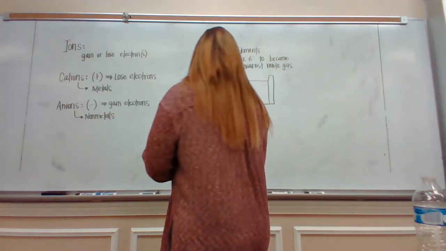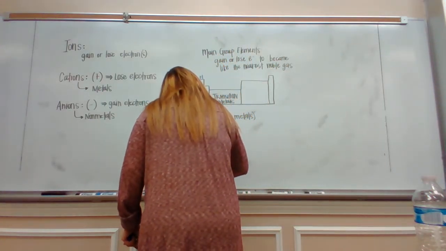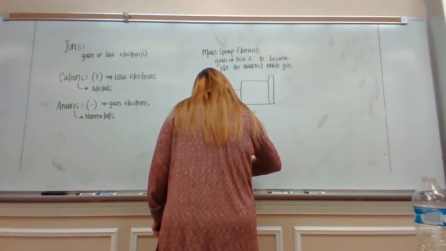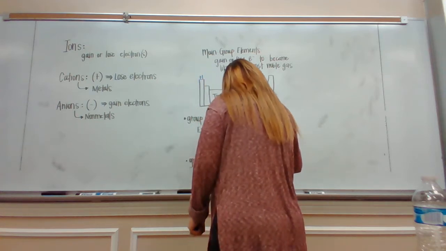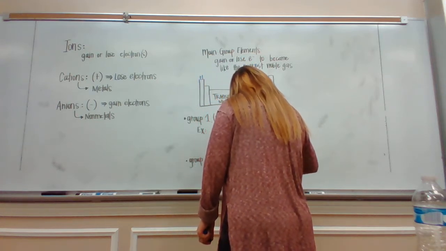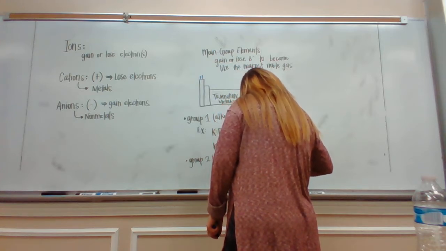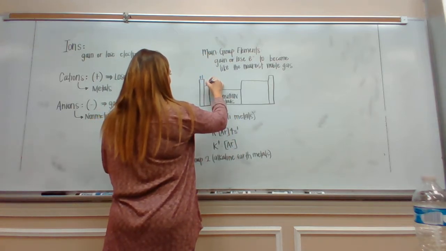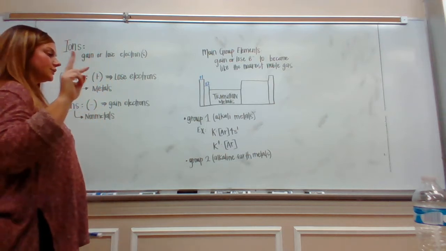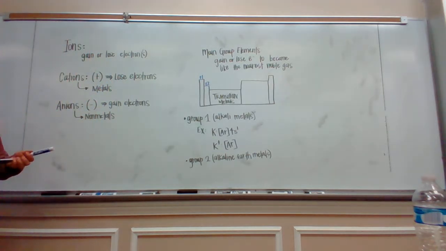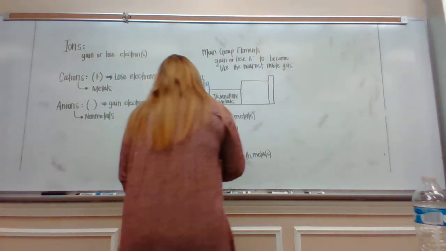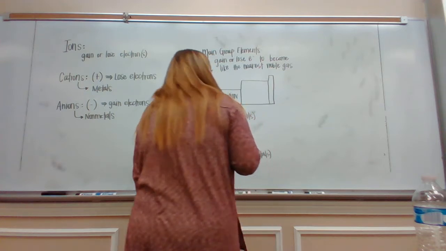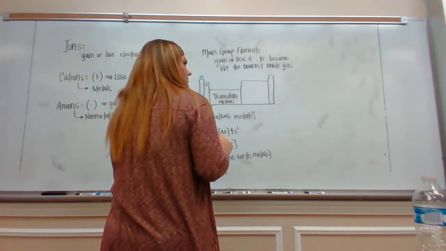Okay, group 2. We call these the alkaline earth metals. All of them in this group will form a +2 cation. So they're all going to lose 2 electrons. For an example, I'll do magnesium.